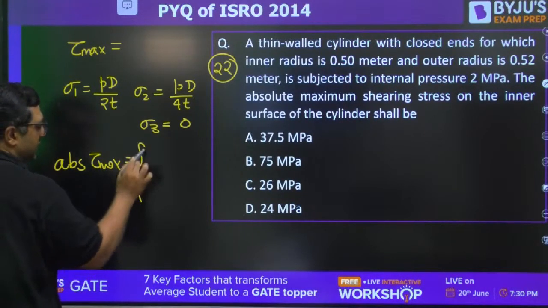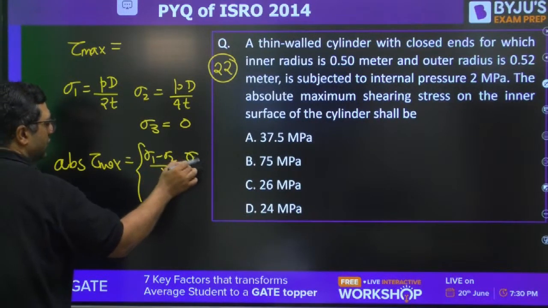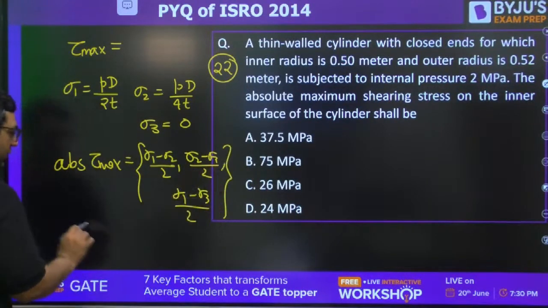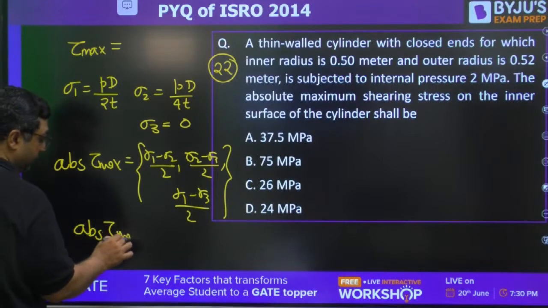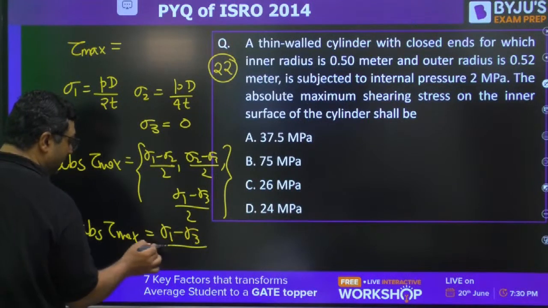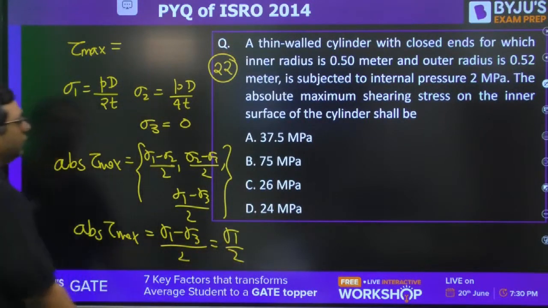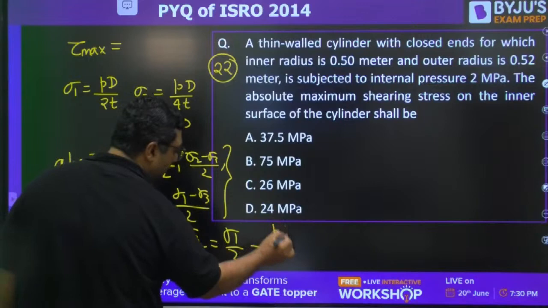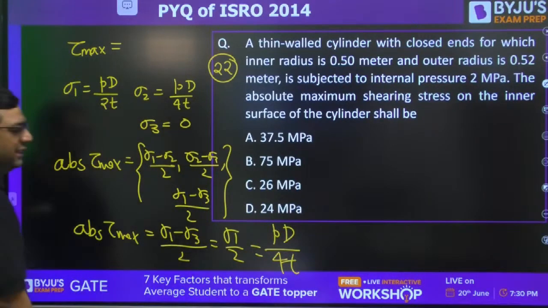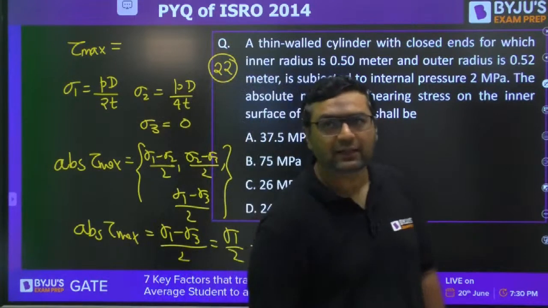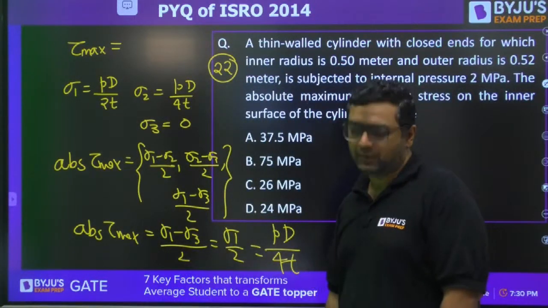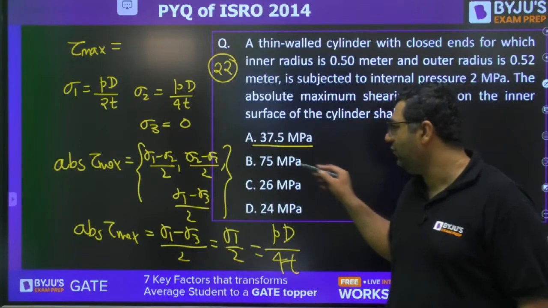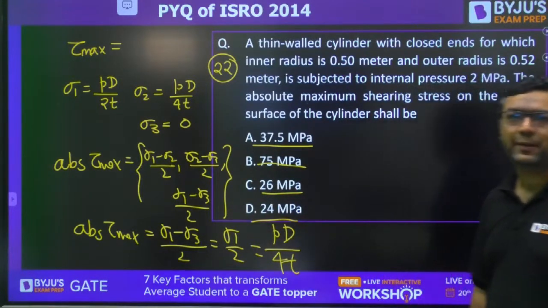You need to go for absolute tau max. Absolute tau max is given as the maximum of (sigma 1 minus sigma 2) by 2, (sigma 2 minus sigma 3) by 2 and (sigma 1 minus sigma 3) by 2. If you will see, this absolute tau max will be coming out to be (sigma 1 minus sigma 3) by 2, which is going to be sigma 1 by 2. And this is going to be sigma 1 is PD by 4t. For the inner surface, you can put the inner diameter, solve it and get the answer. So the answer for this question number 22 will be, is it 37.5, 75, 26 or 24? Aspirant has said C is the answer.